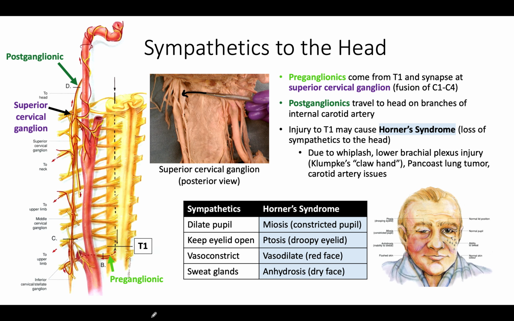our sympathetics help to vasoconstrict. Well, we're not going to be able to do that anymore, so we're vasodilating. So that's making a red face. And then anhidrosis is sweating, and our sweat glands, you'll learn that they're M3, and if they're knocked out, we're going to have anhidrosis, which is just a dry face.